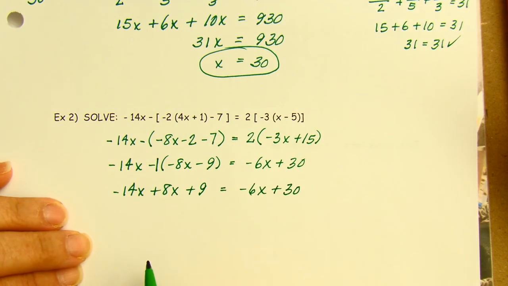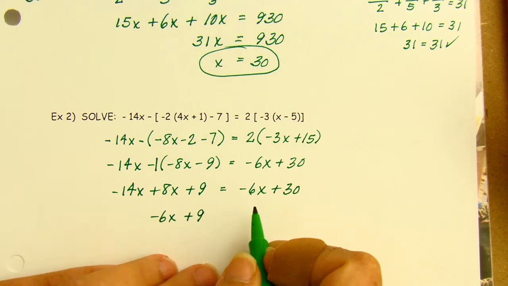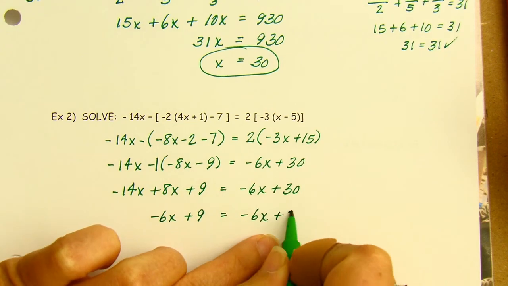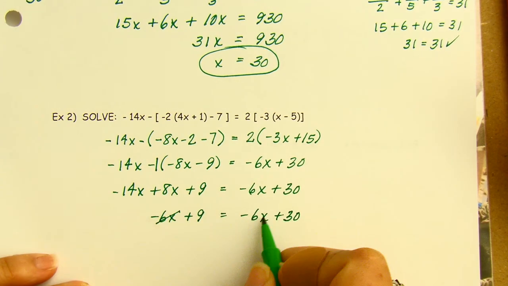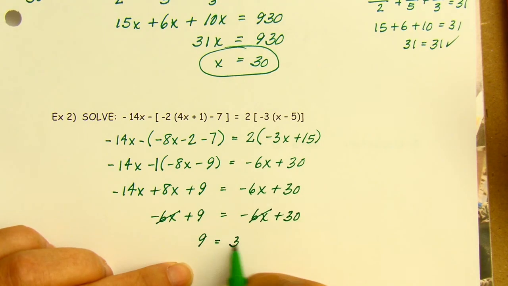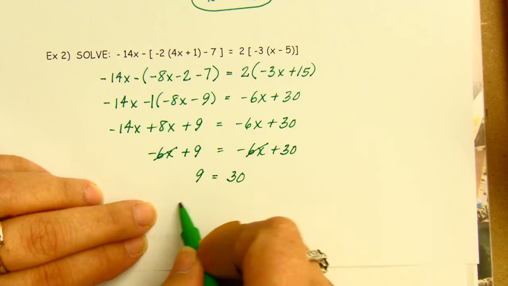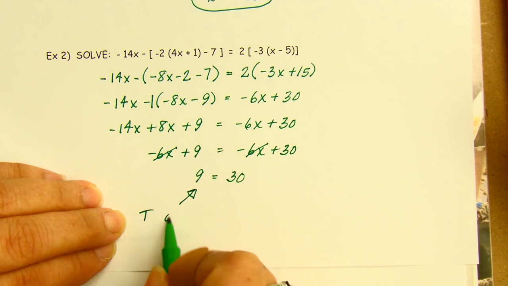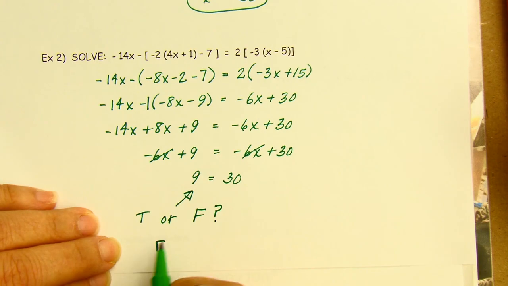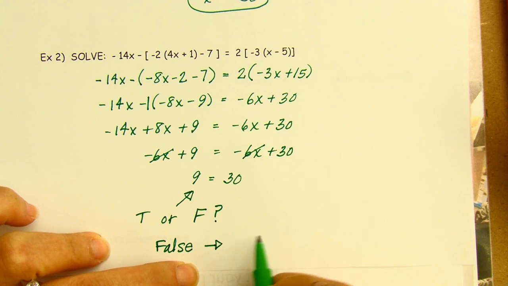Okay, combine like terms on the same side. This is negative 6x, add 9, equals negative 6x, add 30. If I add 6x to both sides, guess what? The x is going away. And I end up with a statement that says 9 equals 30. Now, when that happens, you have to ask yourself, is this true or is this false? You say it's false. And when the statement is false, that means there's no solution.